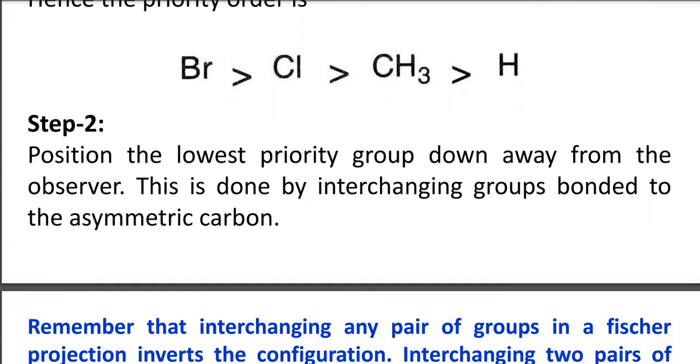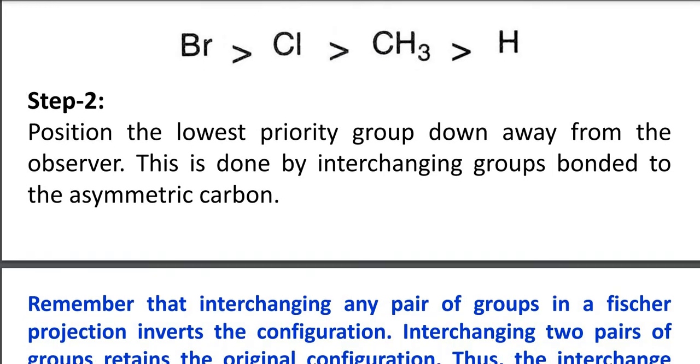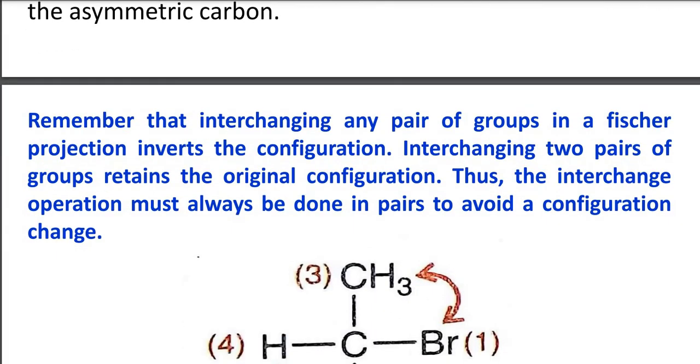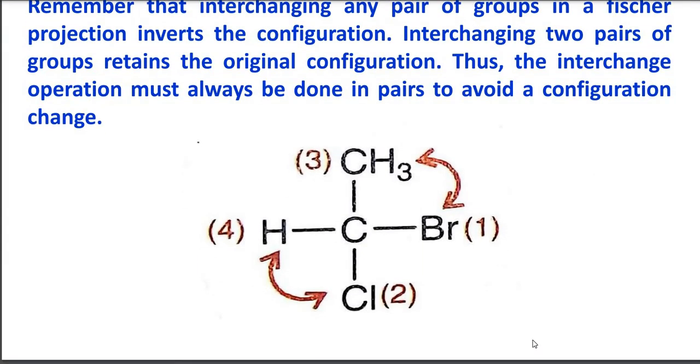Then step 2: position the lowest priority group down, away from the observer. This is done by interchanging groups bonded to the asymmetric carbon. Remember that interchanging any one pair of groups in a Fischer projection inverts the configuration. Interchanging two pairs of groups retains the original configuration. Thus the interchange operation must always be done in pairs to avoid a configuration change. So this is the order 1, 2, and this is 3 and 4. Exchange this bromine with the CH3, and hydrogen with the Cl.